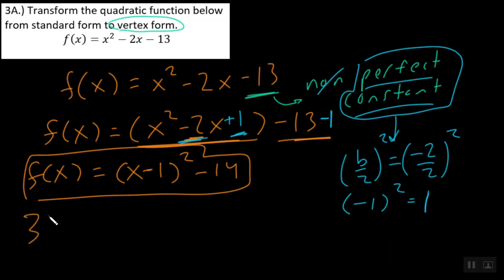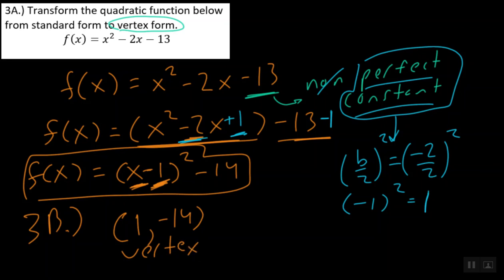Now this takes us to part 3b, and where is the vertex? So remember, for our vertex, for this x value we want to make this parentheses equal to 0. What is the opposite of negative 1? Well, that would be positive 1, comma, negative 14. And there you go. There is our vertex.